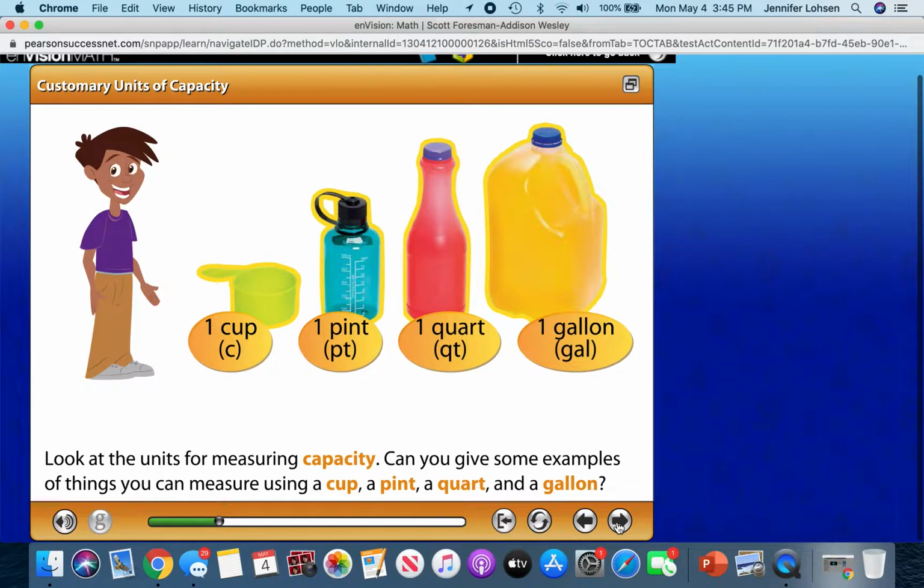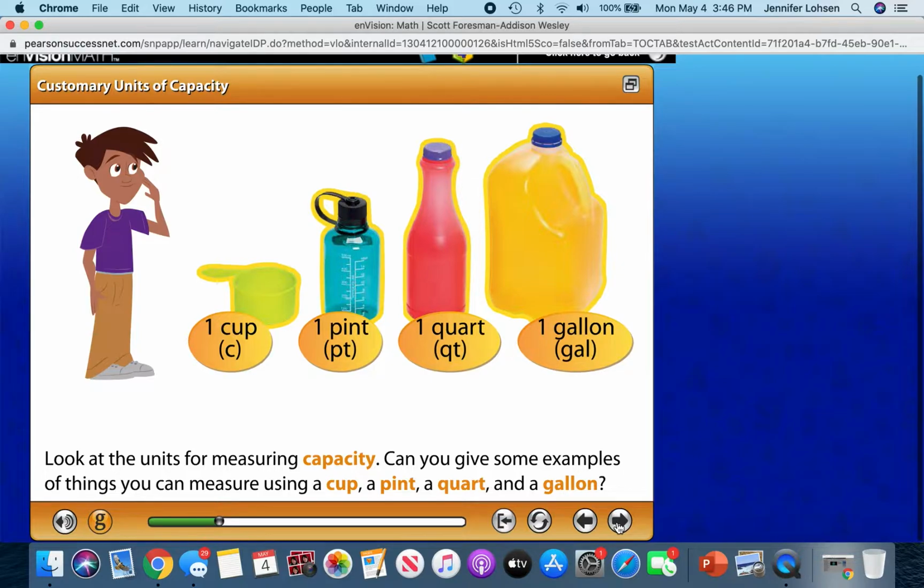Look at the units for measuring capacity. Can you give some examples of things you can measure using a cup, a pint, a quart, and a gallon? Okay, so they want us to come up with some examples of things that we can measure using a cup, a pint, a quart, and a gallon. Now remember, when we are talking about units of measurement, we don't just want to think about something that would be the exact same unit as that.